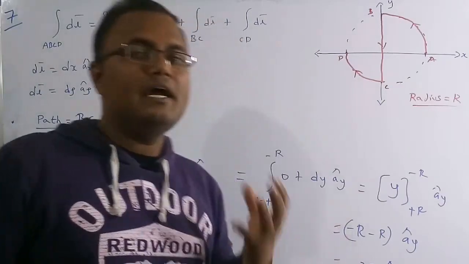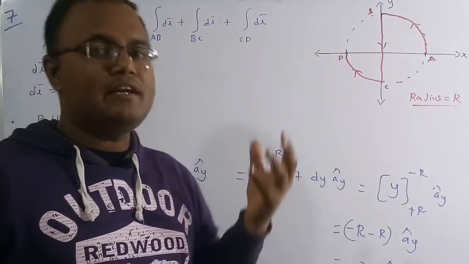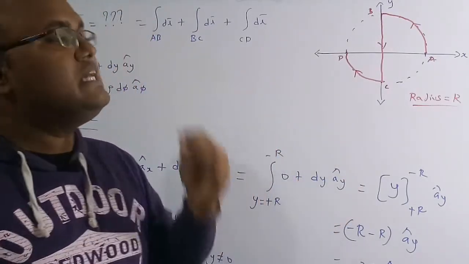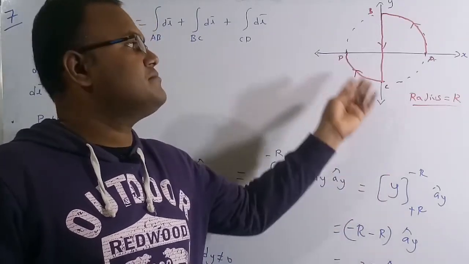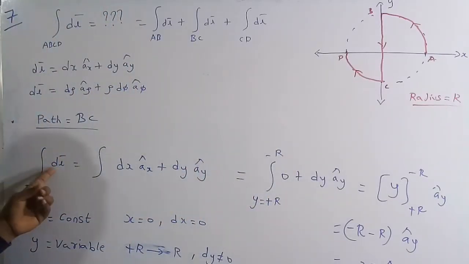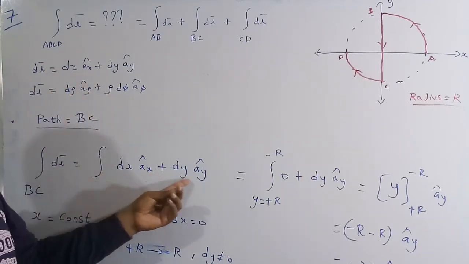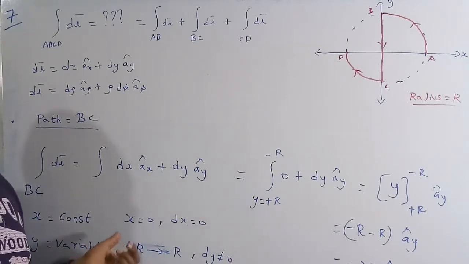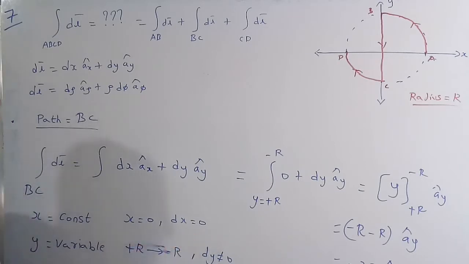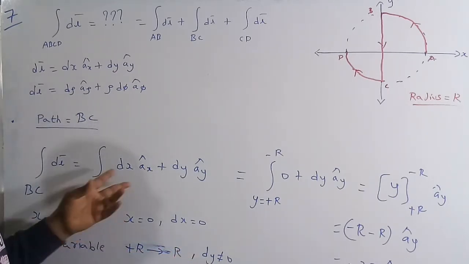Therefore I am going to prefer the system with fewer variables. For the Cartesian coordinate system, only y is a variable, but for the cylindrical there are two variables. That is the reason I am going to use the Cartesian coordinate system for the path BC. So the integral of BC dL bar, in Cartesian, is dx ax cap plus dy ay cap. Now what are the constraints? x is a constant, equal to 0. If x is a constant, dx is equal to 0. But y is a variable, changing from plus r to minus r. If y is a variable, dy is not equal to 0.